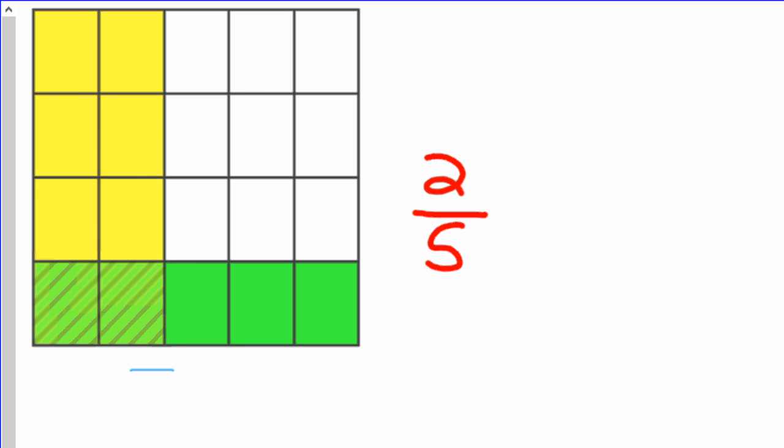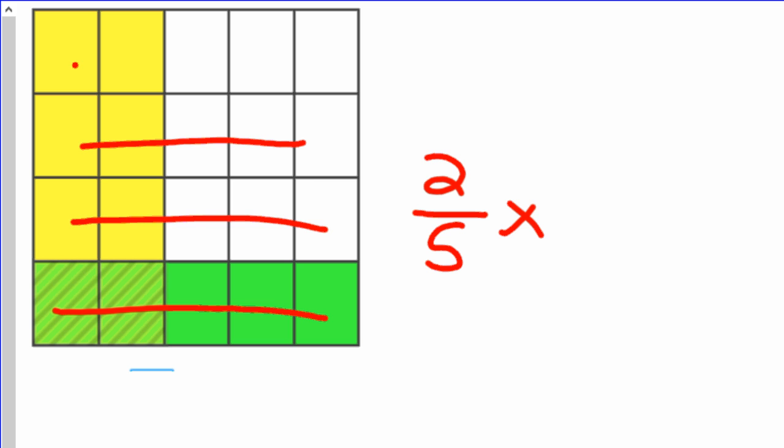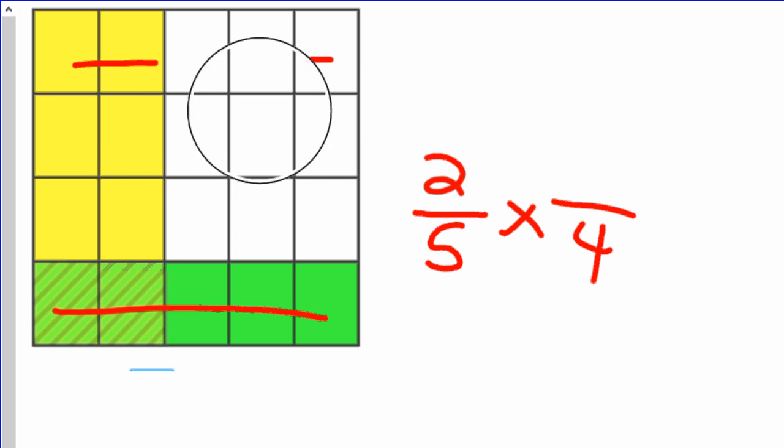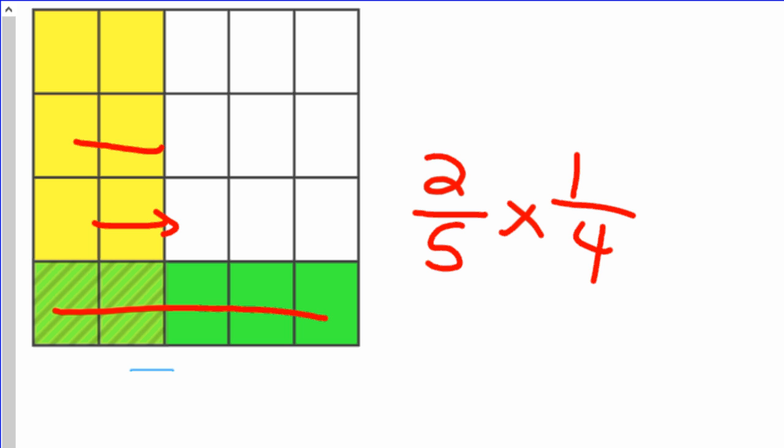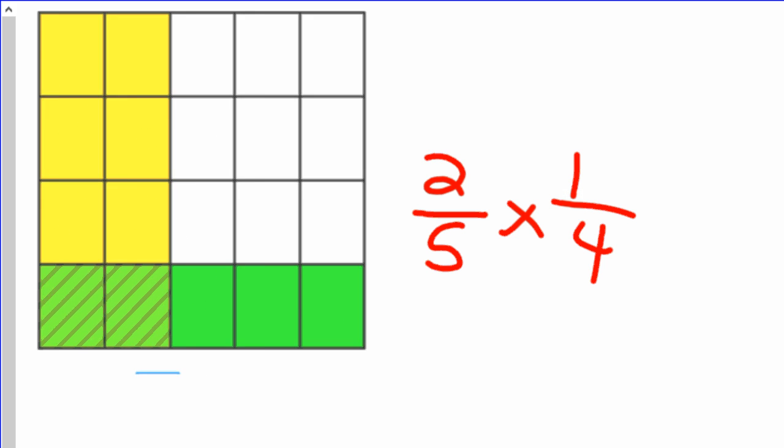How many rows do I have? 1, 2, 3, 4 total rows. But I asked you how many didn't have white, and the answer is only one of those 4 does not have any white in it. This one has white in it, this one has white in it, and this one has white in it. So only one out of the 4 did not have white blocks in it.